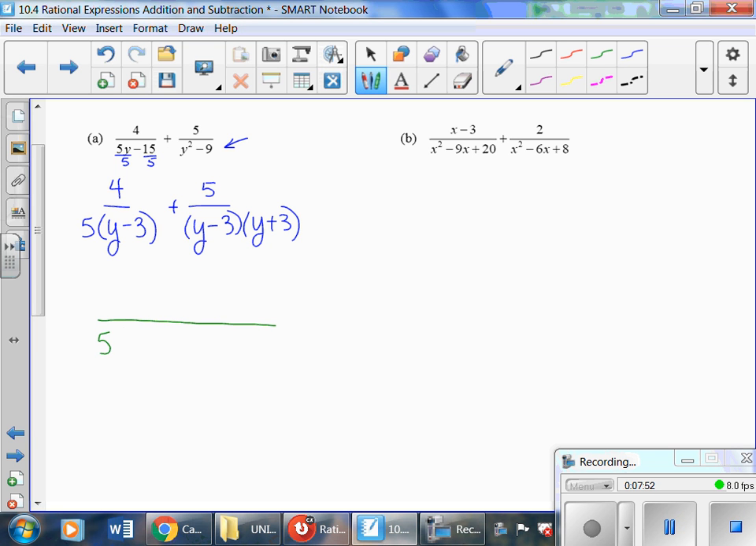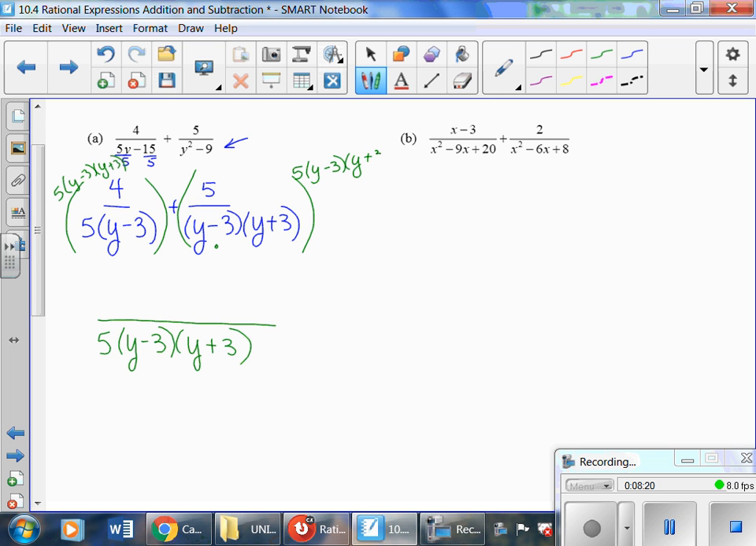So I'm going to write down what I have here in the first fraction. And now if I look in the back fraction, what am I missing? I have a y minus 3 right here. So I'm missing a y plus 3. So that's my common denominator. And again, we're going to multiply both of these by that common denominator. So it's y minus 3, y plus 3, 5, y minus 3, y plus 3.